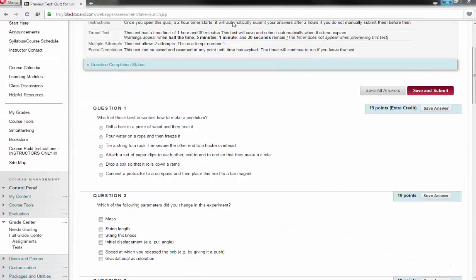So let's look at these options again. If you drill a hole in a piece of wood and then heat it, there's nothing about having a mass at the end of a string there. Pouring water onto a rope and then freezing it, well, you do have a string in the sense that you've got a rope, but there's no mass at the end of it. This one says you could tie a string to a rock and then secure the other end to a hook overhead. Well, if you tie a string to a rock and then tie the other end to a hook overhead, it sounds like you have a mass bob suspended at the end of a string. So that one must be the right answer.